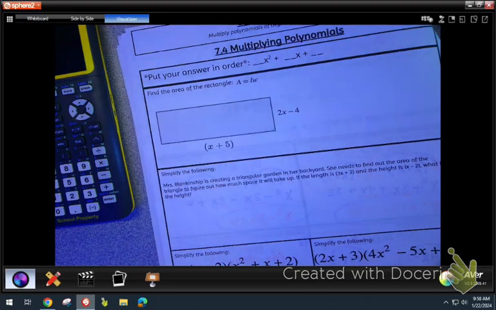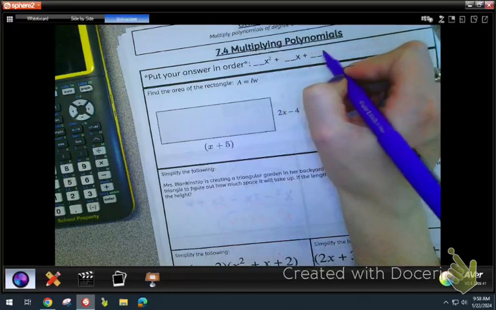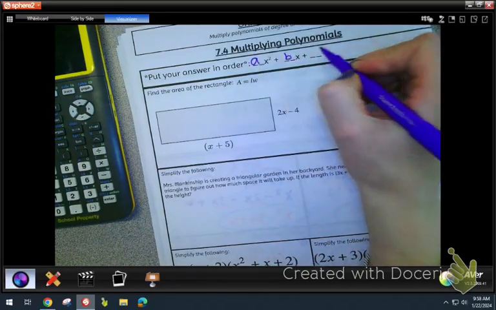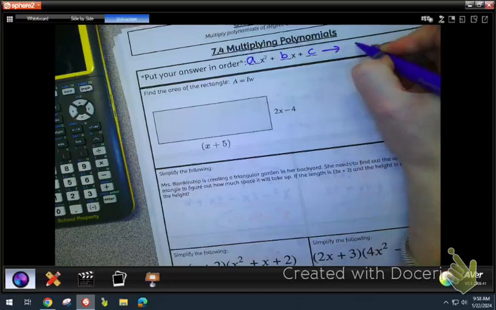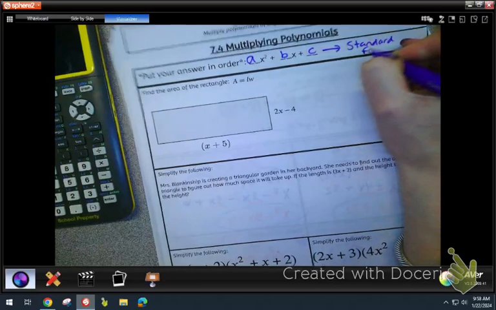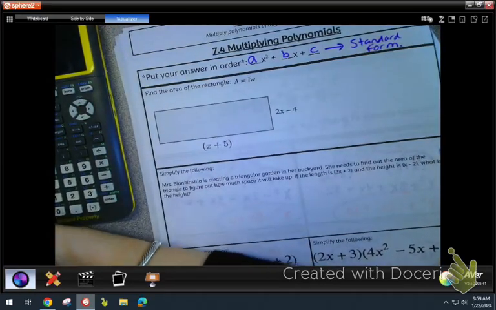It does say up here to put your answer in order where you have something x squared, something x, and then something. Those actually fill in as A, B, and C. We'll talk more about that later, but it's on there. So this is your standard form right here. Go ahead and label that so you have a good place. Standard form. If you multiply the way we've been using, everything ends up that way anyways. But you want to keep your x squared term first, and then your x's, and then the constant.